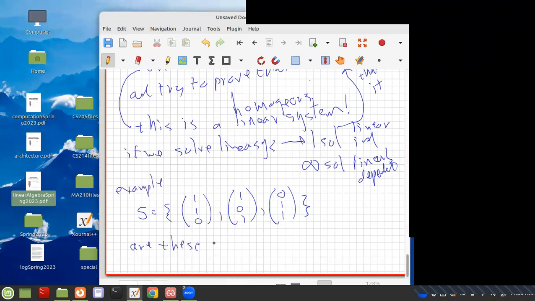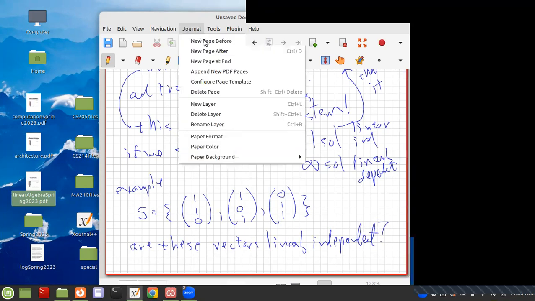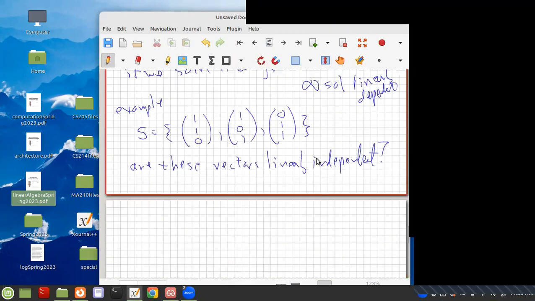Are these vectors linearly independent? Now, just to comment, it doesn't matter. We can do this question for vectors in any vector space, okay? We can do polynomials or matrices or column vectors or arrows. Okay.